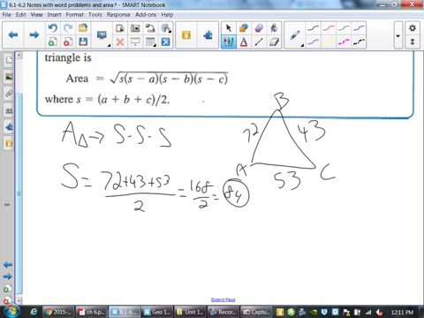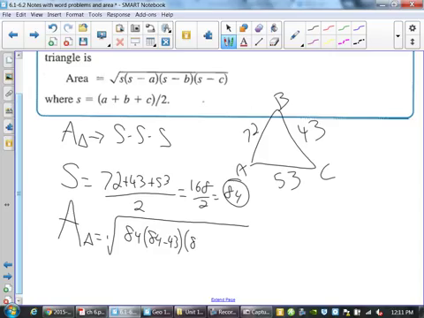Okay. And then it's just a matter of substituting it. The area of the triangle is going to be the square root of 84 times 84 minus 43, 84 minus 53, and 84 minus 72. It's not the world's easiest formula to use, but if you don't have that side angle side, and you're just given the three side lengths, that's what you would use to find the area.